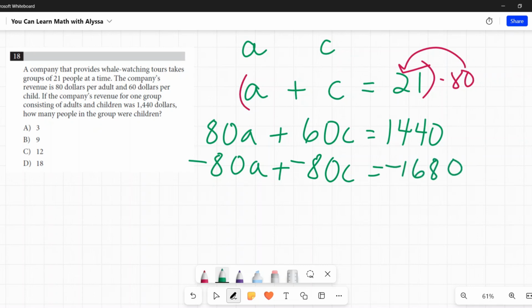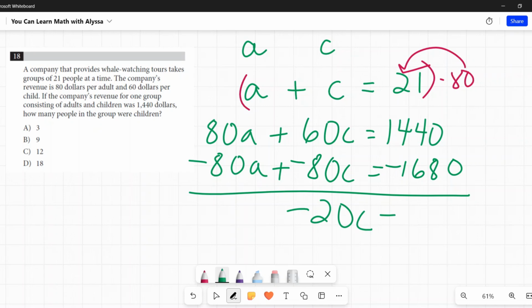Let me check my notes. Let me see if I did that in my head right. Why, yes, I did. I'm weirdly proud of myself for that. So negative 1,680. Now we're going to add all these together. 80A and negative 80A cancels out. That's gone. 60C and negative 80C added together is negative 20C.